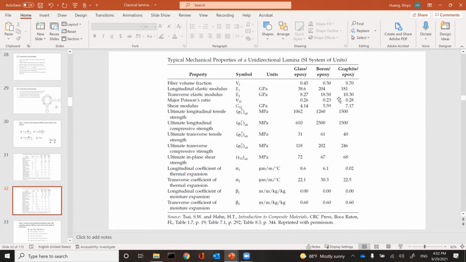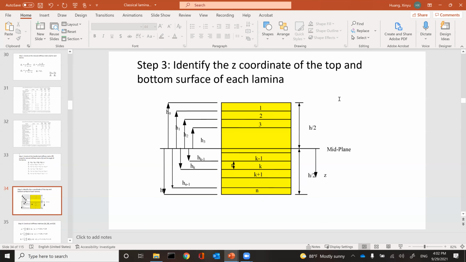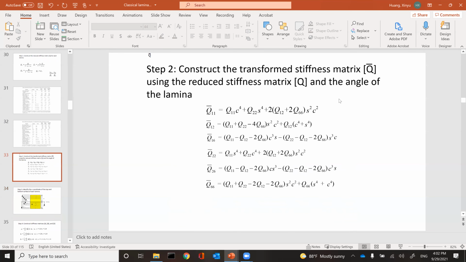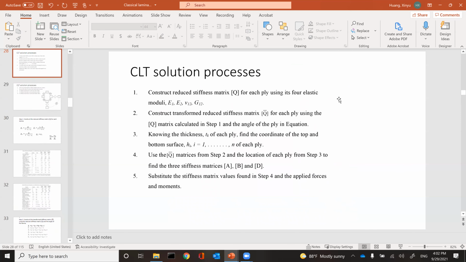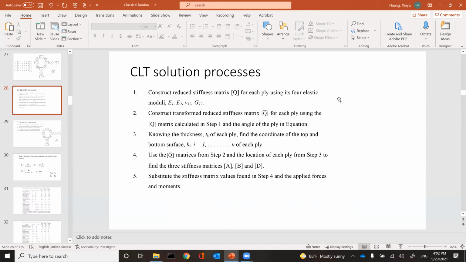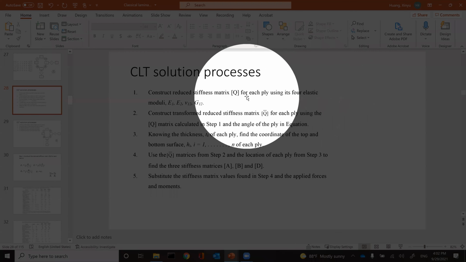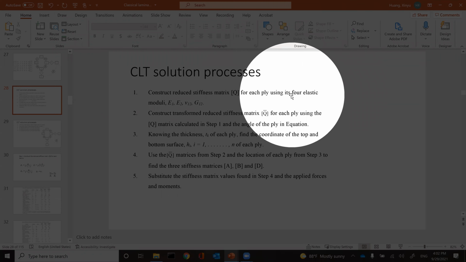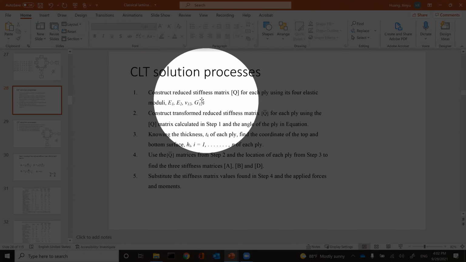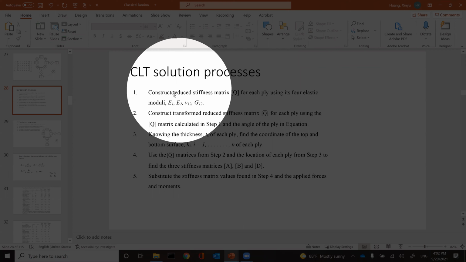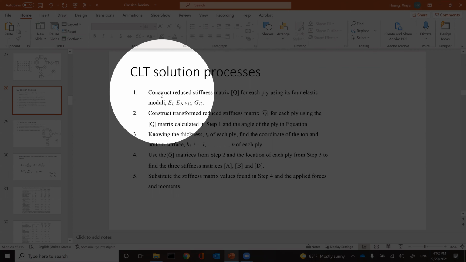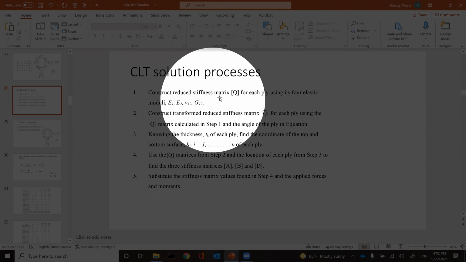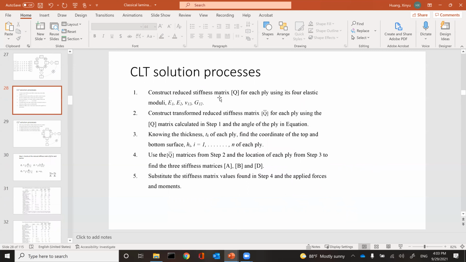Okay, so back to the first step. The first step is to construct this matrix Q, this 3x3 matrix. You calculate each entry using these numbers. You have to make sure you use the right material. You pick the right material, whatever the problem describes. If it's glass fiber epoxy, use the glass fiber epoxy properties. If it's carbon graphite, carbon epoxy, use the carbon epoxy.